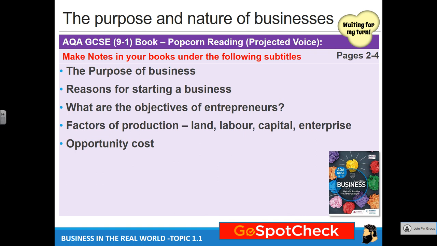So if you don't have a copy of this, I would highly recommend you go online and purchase this book. It's from Hodder Education, and it's called the AQA GCSE (9 to 1) Second Edition Business. It is AQA approved, and it's basically got everything you need for these exams, the two exams that you'll be doing in two or three years' time.